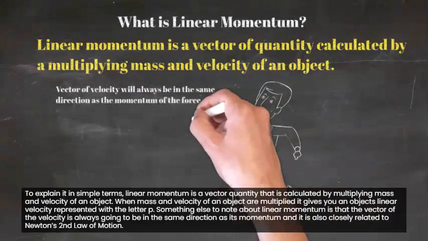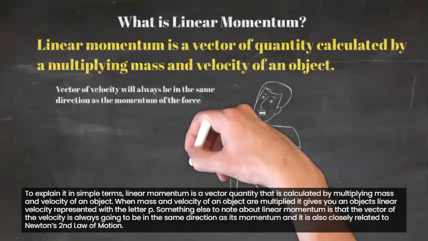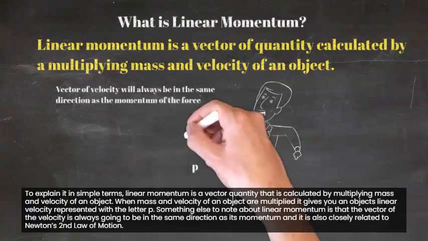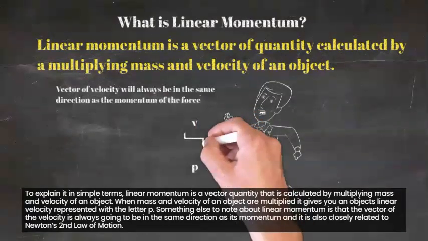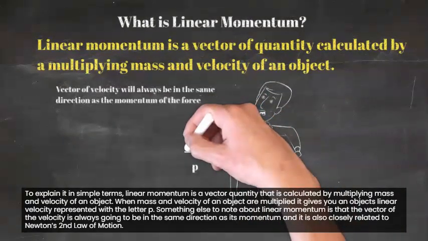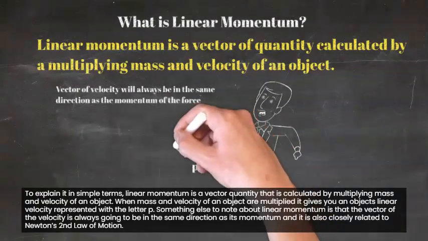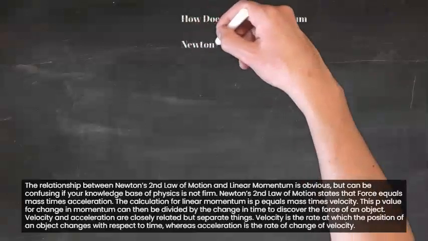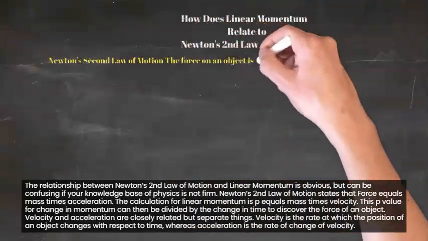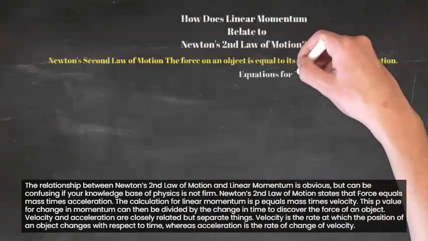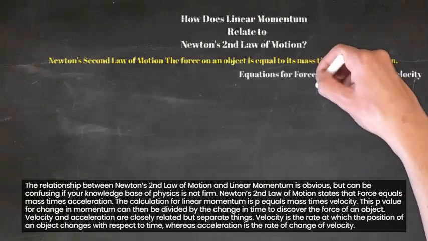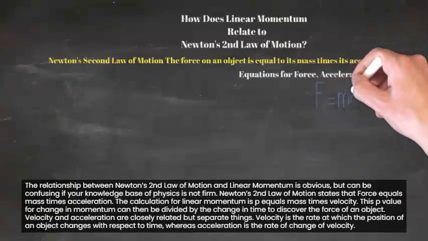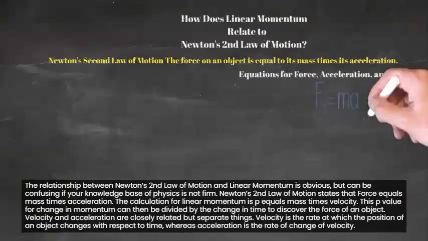Something else to note about linear momentum is that the vector of the velocity is always going to be in the same direction as its momentum, and it is also closely related to Newton's second law of motion. The relationship between Newton's second law of motion and linear momentum is obvious, but it can be confusing if your knowledge base of physics is not firm.